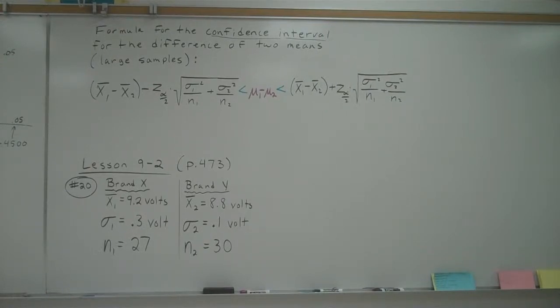This is a problem from lesson 9-2. This is number 20 on page 473. And I'm going to show you how to find a confidence interval for the difference of two means. Large samples, although you'll notice the sample size, one of them is actually less than 30.